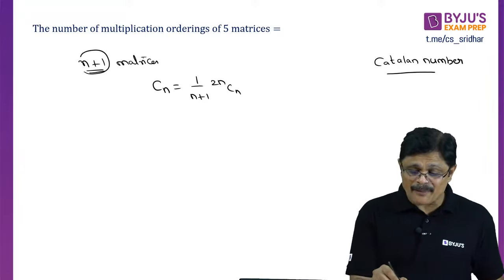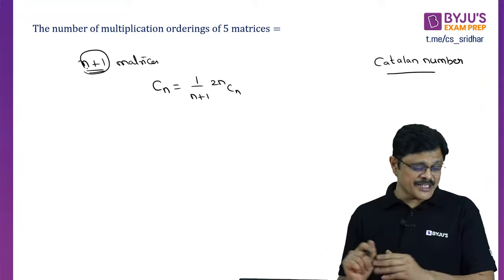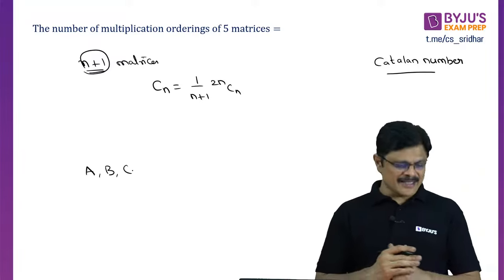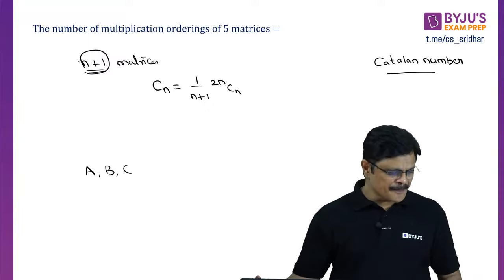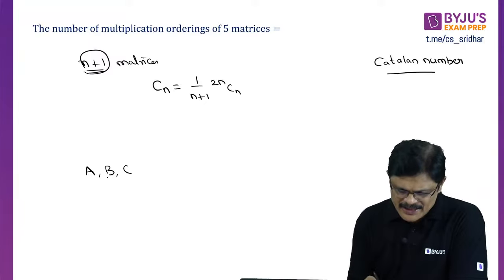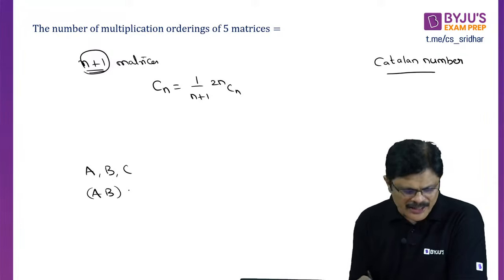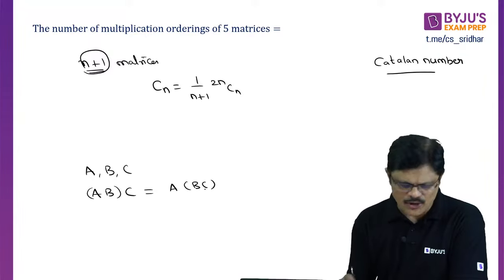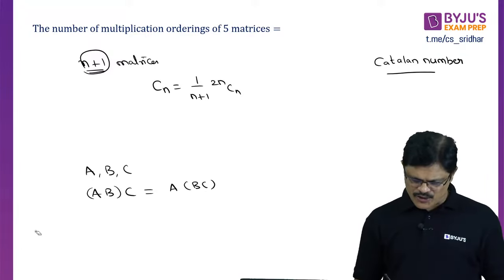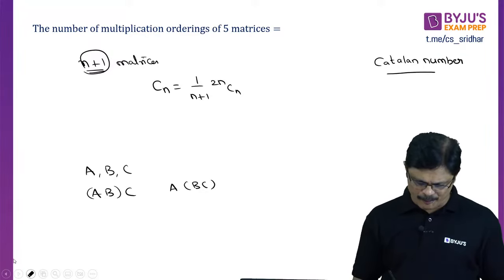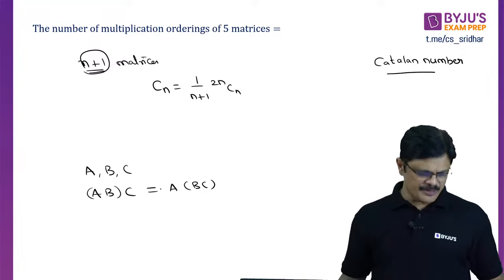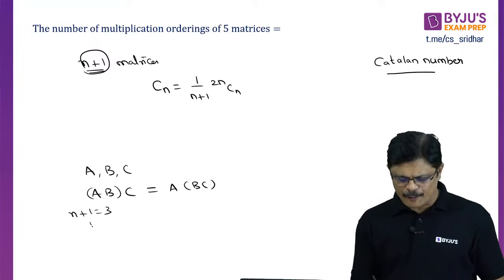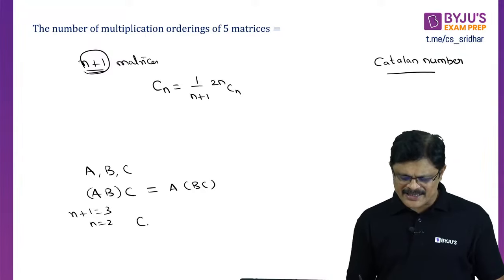See, if it is n+1 matrices, how many matrix multiplication orderings are possible? For example, if you are having 3 matrices, how many orderings are possible? Here we can multiply them in the order A, B, C, or in the other order. Matrix multiplication is associative, so the result is the same, but 2 orderings are possible. This 2 we get because n+1 is equal to 3, therefore n is 2. So the answer is C2.